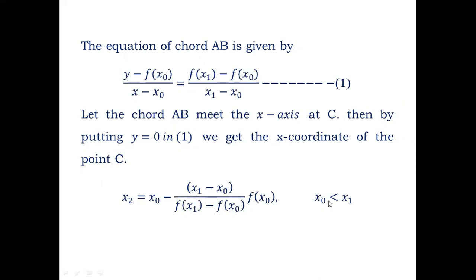Here x naught is less than x1. After simplification, taking the LCM, x2 is equal to x naught into f of x1 minus x1 into f of x naught divided by f of x1 minus f of x naught. This is the first approximation x2, given by x2 is equal to x naught into f of x1 minus x1 into f of x naught divided by f of x1 minus f of x naught.